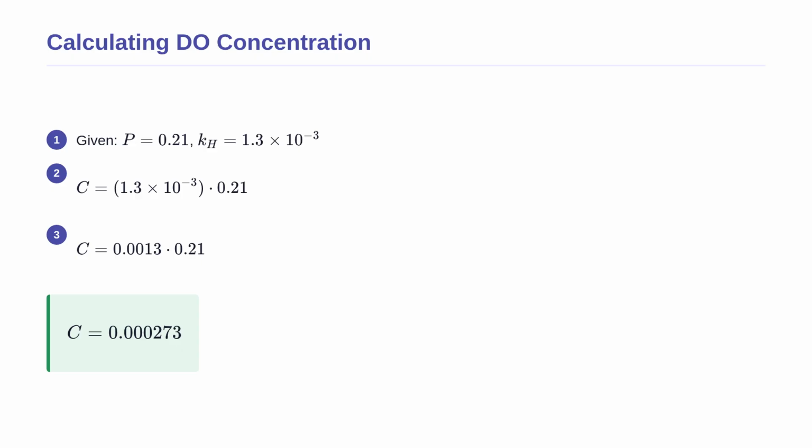Multiplying these two numbers gives us 0.000273. This final answer is the molarity of the dissolved oxygen. While it looks like a tiny decimal, this is actually a standard, healthy baseline of oxygen to support a thriving aquatic ecosystem.